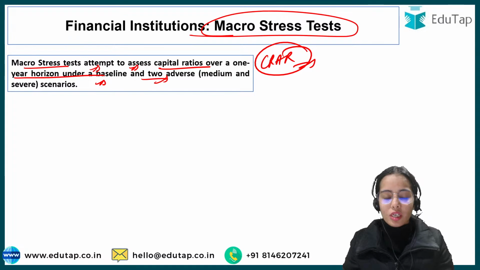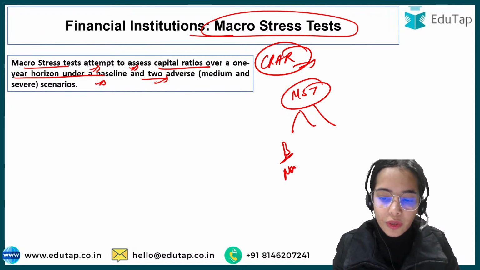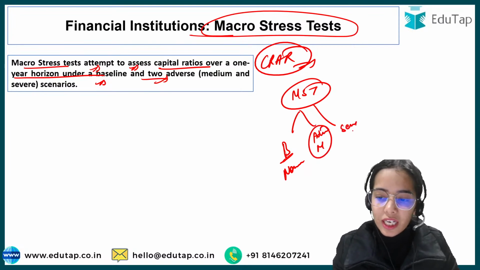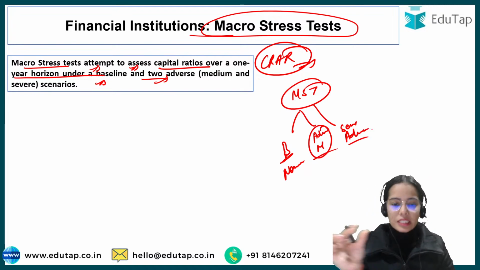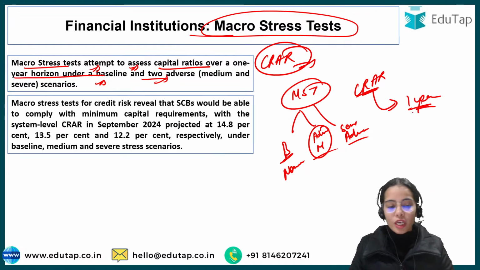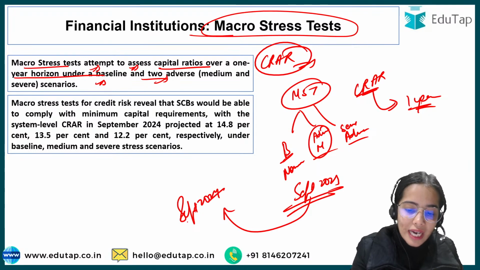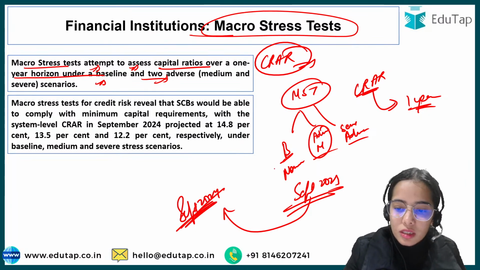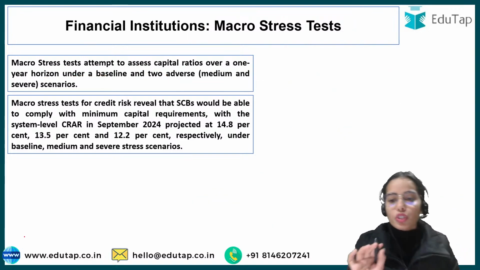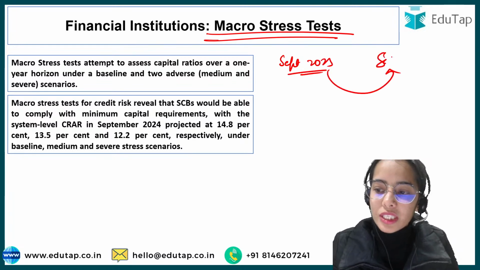So to see for the future, we take the macro stress test in 3 scenarios. There is a baseline scenario, normal scenario, there is an adverse scenario, medium adverse scenario, and severe adverse scenario. In these 3 categories, we see how much the CRAR will be in the next 1 year. In September 2023, the calculation must have happened, because we are seeing for September 2024 what the CRAR will be for the normal situation, the medium adverse situation, and the severe adverse situation. It must have happened in September 2023, because we have got the data for September 2024.